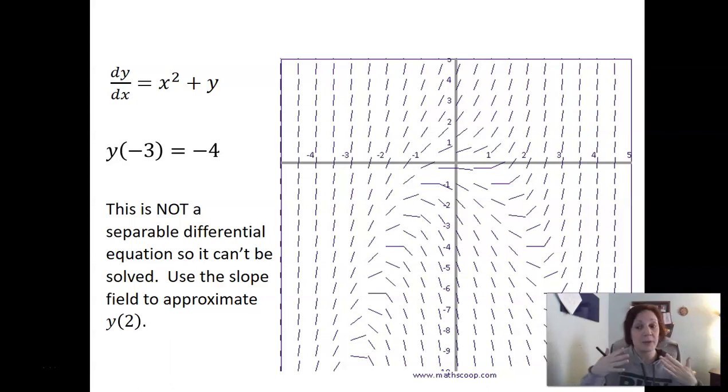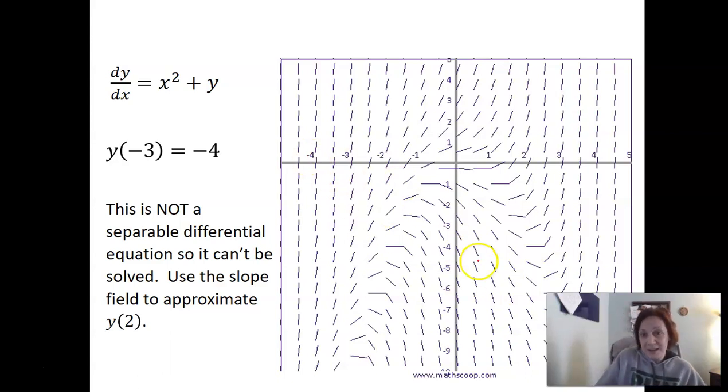So we have been talking about slope fields and how you can use a slope field to approximate a y value. In other words, you can solve an initial, I'm going to put that in quotes, an initial value problem by kind of cheating it with the slope field, right?